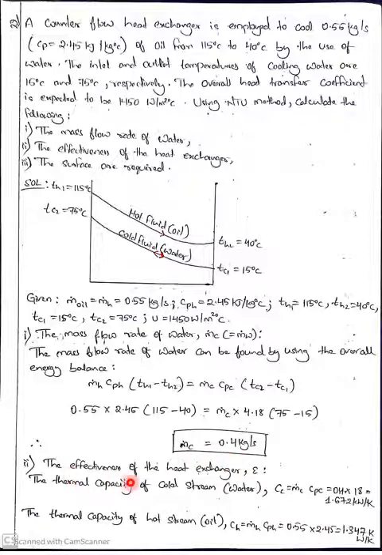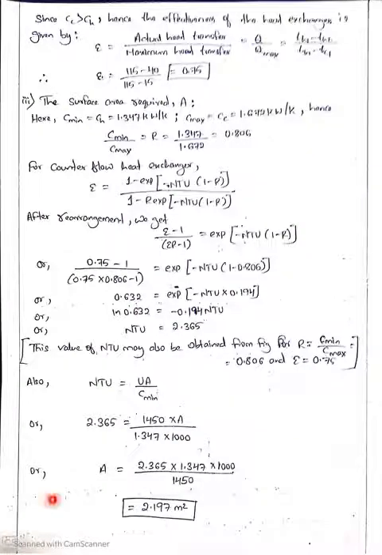Now the effectiveness of the heat exchanger, that is epsilon. How to calculate epsilon? We can use the formula: the thermal capacity of cold water, that is Cc equals mC into Cpc. Similarly, the thermal capacity of the hot fluid, Ch, that is mH into Cph. Just substitute here, and you will get the thermal capacities of cold and hot. Check here, Cc will be greater than Ch. Hence the effectiveness of the heat exchanger is given by epsilon equals actual heat transfer divided by maximum possible heat transfer. Substitute the temperatures here, and we will get the effectiveness.